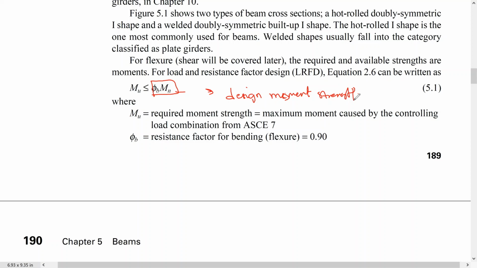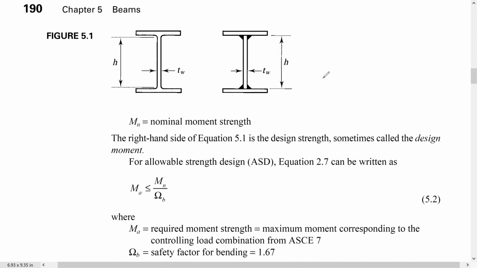And this equation, guys, is for the LRFD method. So what about the ASD method? How can we calculate the allowable strength design? Let's move down and see how to do that. I'm going to go back and comment on these two figures here.